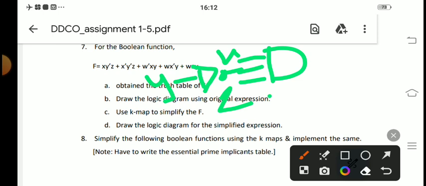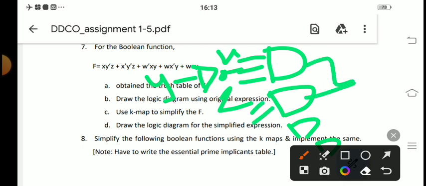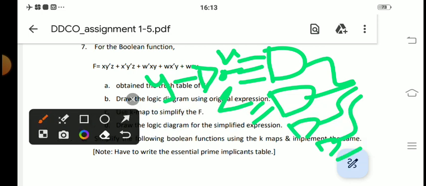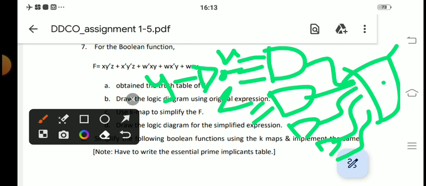For one term I showed here, and for all the terms you have to do the same, that is one more AND gate, AND gate. Put the respective inputs, then you combine all of this into one OR gate. This one is the OR gate.